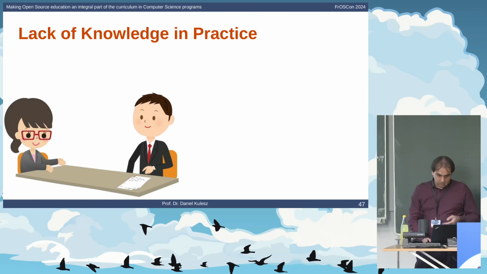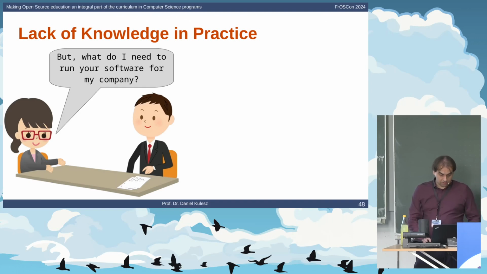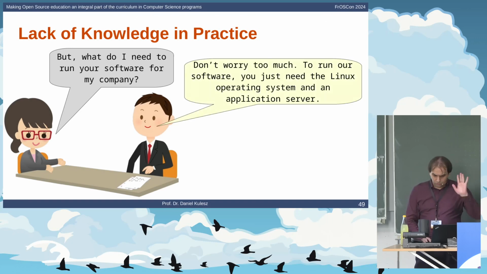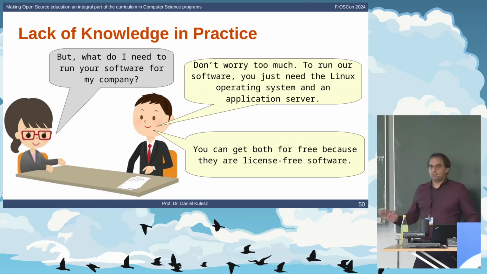For instance, here is a talk which I witnessed. Somebody asks the boss of this company, but what do I need to run your software for my company? And the answer is simple: don't worry too much. To run it, you just need Linux, the operating system, and an application server. And you can get both for free because they are license-free software. So there are two things wrong in these answers. Who can spot them?